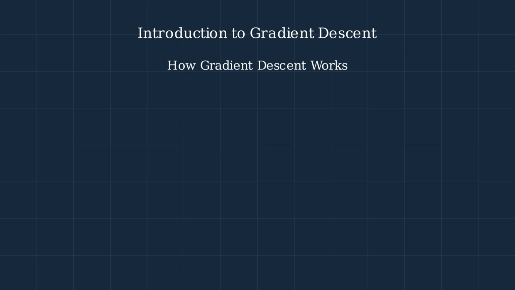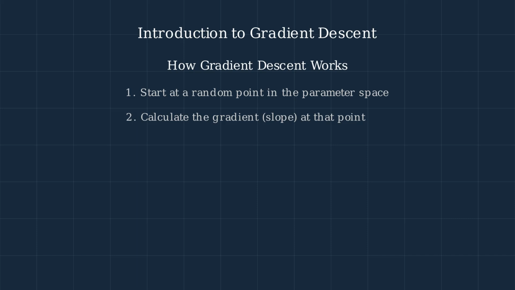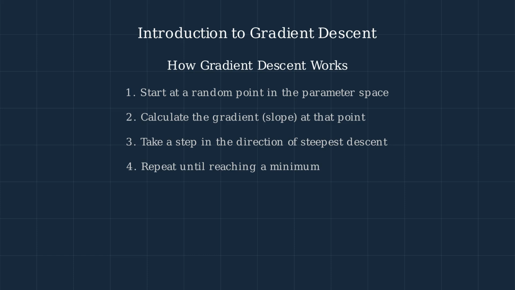Let's break down the process. First, we start at a random point in the parameter space. Next, we calculate the gradient, which tells us the direction of steepest ascent. Then, we take a step in the opposite direction, the direction of steepest descent. Finally, we repeat this process until we reach a minimum or convergence criteria is met.